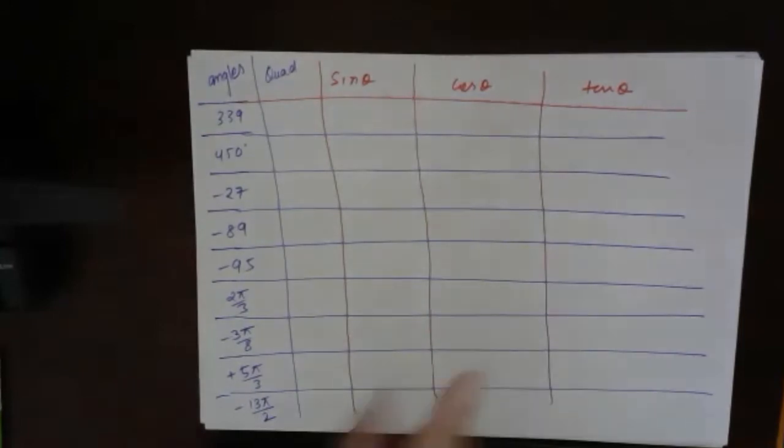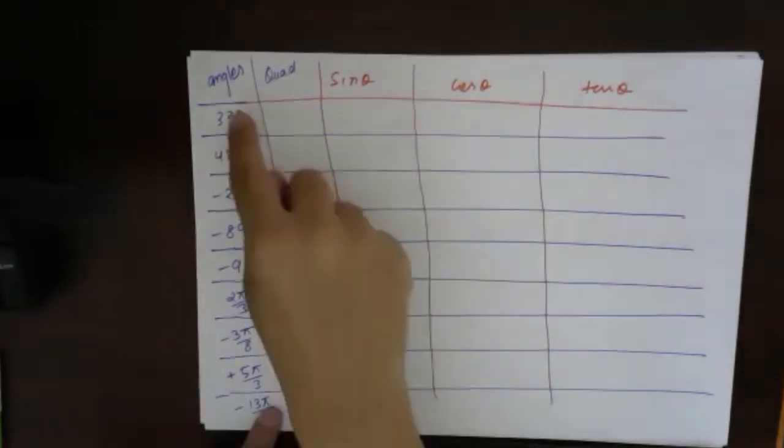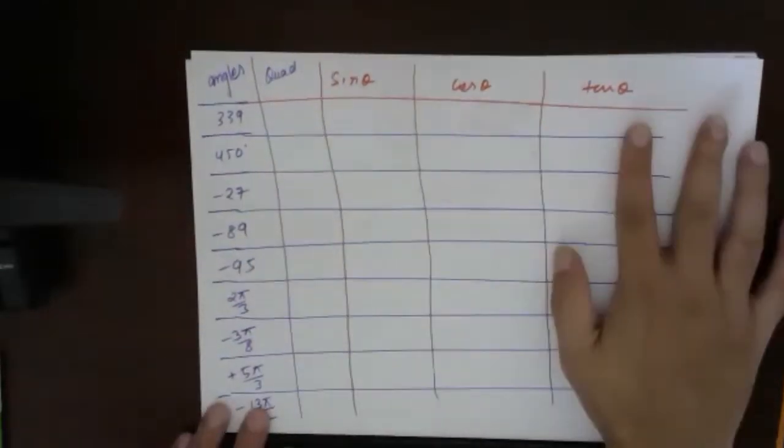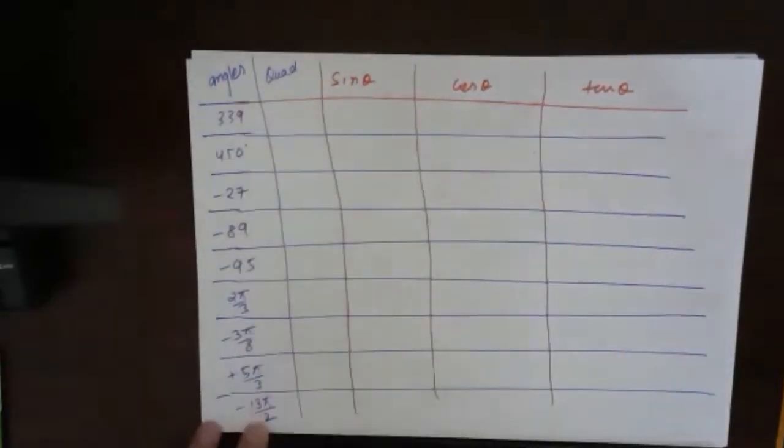First I want you to just write down in which quadrant these angles are lying. First, do not worry about the sign. First, just write down in which quadrant these angles are lying.